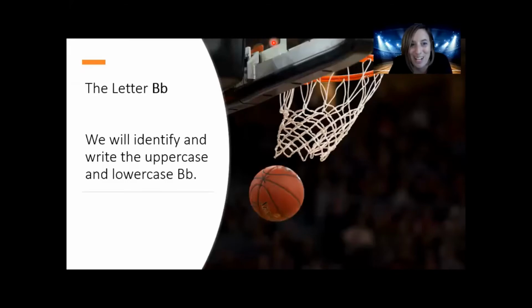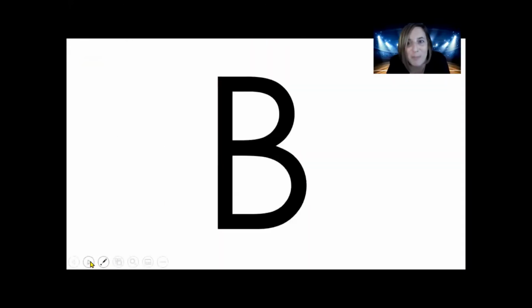Welcome back, kindergarten friends. It is time to identify and write the uppercase and lowercase b. Let's get started. This is the uppercase B. Mrs. Updike knows it's the uppercase B because it has a straight line down, and then it comes back to the top, and it curves around to the middle, and it curves around to the bottom. Mrs. Updike thinks of it as having two big bellies. This is the uppercase B.